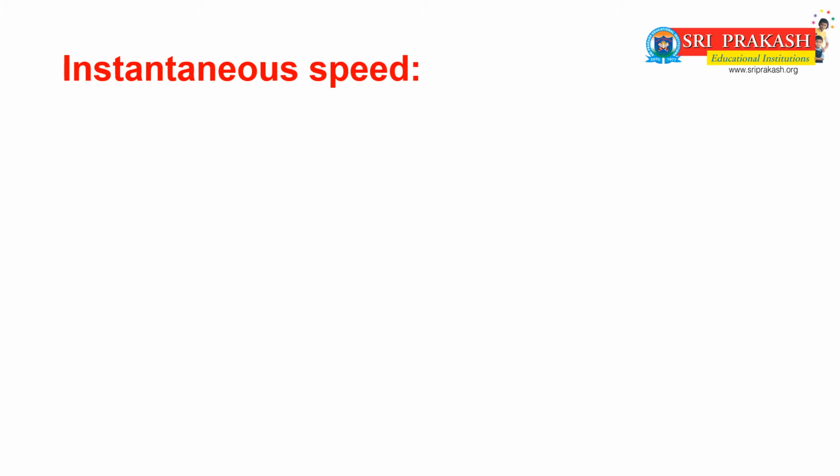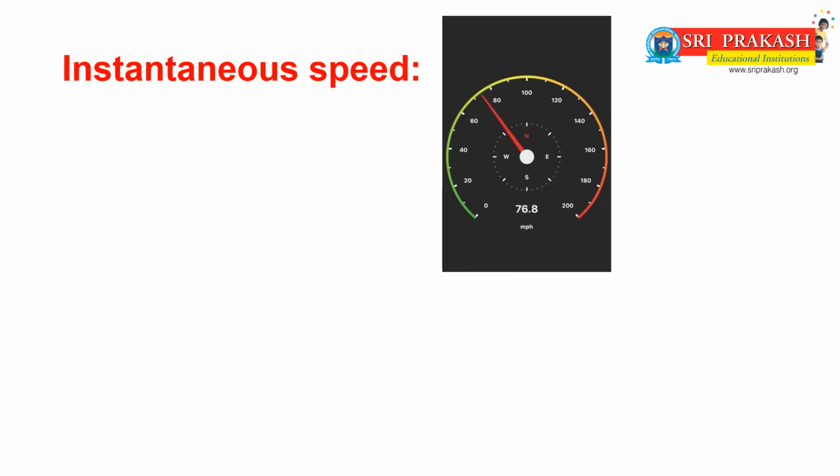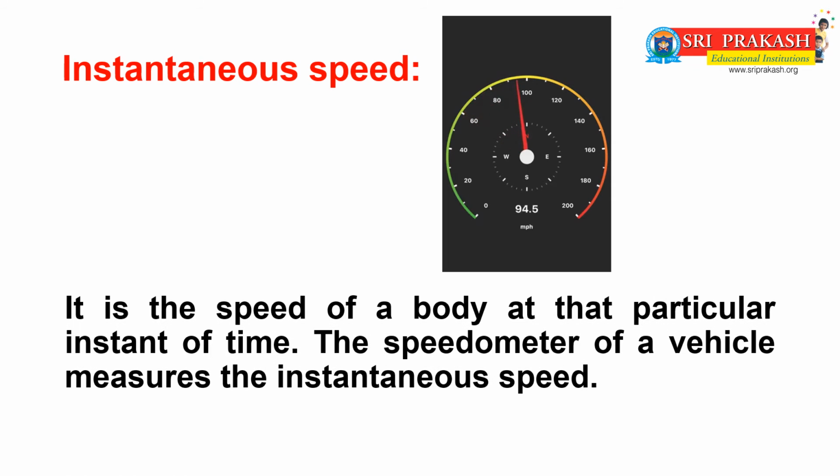Instantaneous speed. Speed at that instant of time is called instantaneous speed. When we travel in vehicles, the speedometer of the vehicle will give the speed at that instant of time. So according to definition, it is the speed of a body at that particular instant of time. The speedometer of a vehicle measures the instantaneous speed.